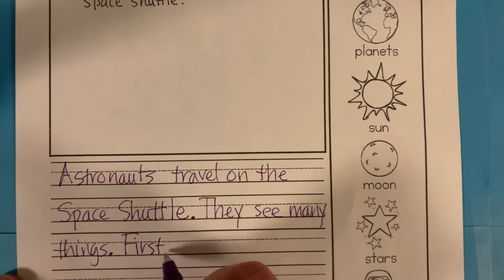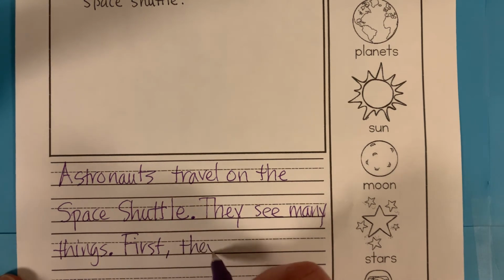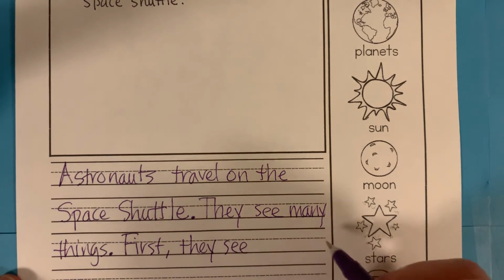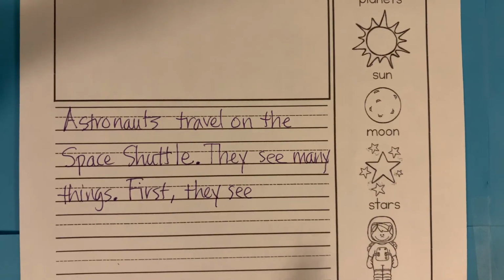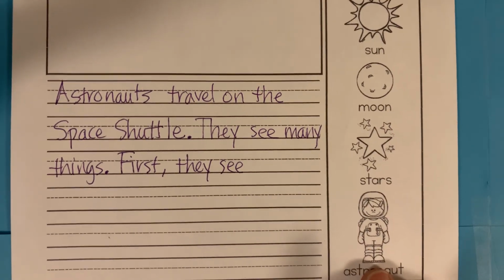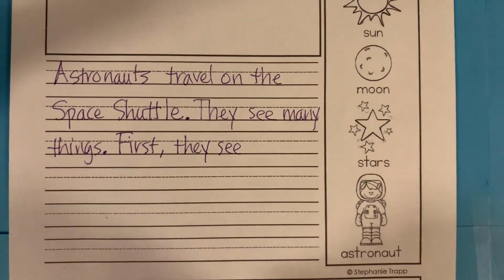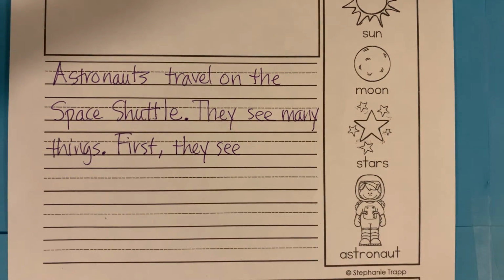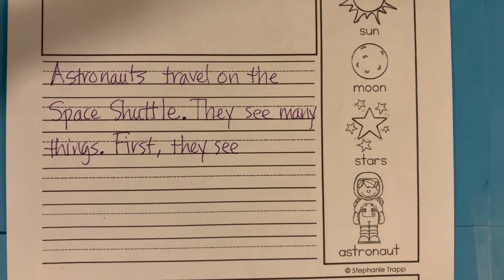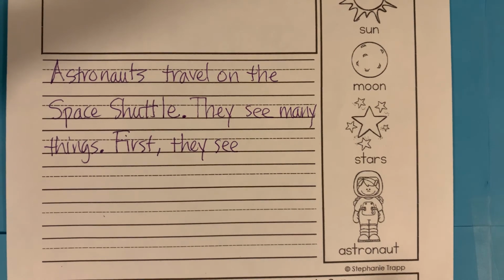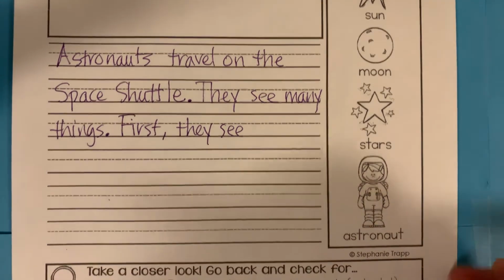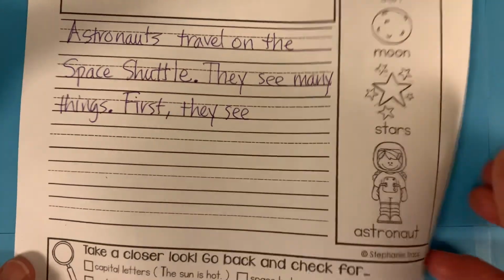First, comma, they see, and then name it. Then use some descriptive words too about what they see. Next, comma, then comma. And you can use last, comma also, or finally. And if you need more space, you can turn the page over and write on the back.